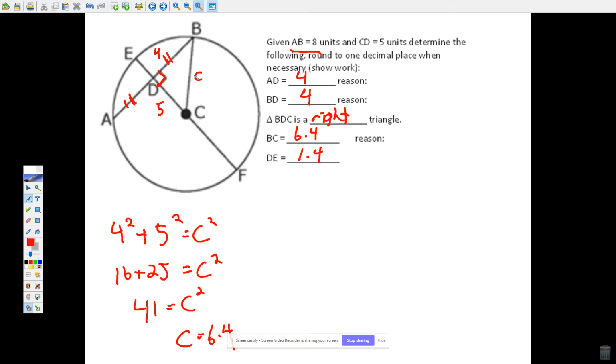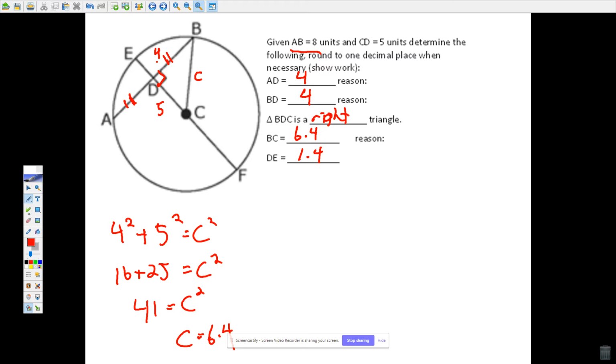Next, we're asked for the length of BC. If this is a right angle triangle and we have 2 side lengths, then we can use the Pythagorean theorem to figure out what BC is. So 4 squared plus 5 squared equals C squared. We solve that through and we end up with C being 6.4. Now, if C is 6.4, that means the radius of this circle is 6.4.